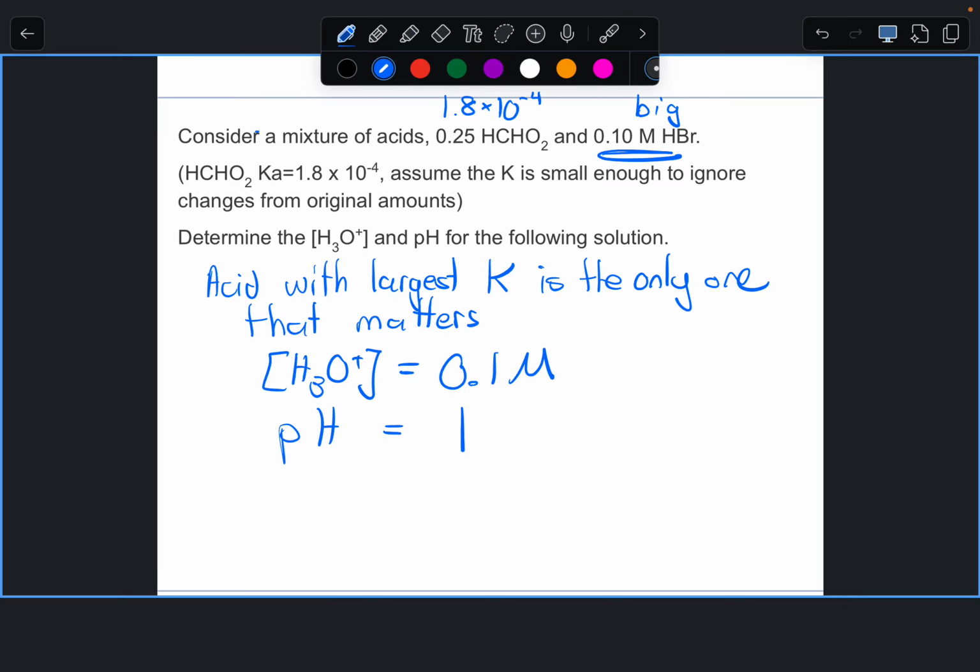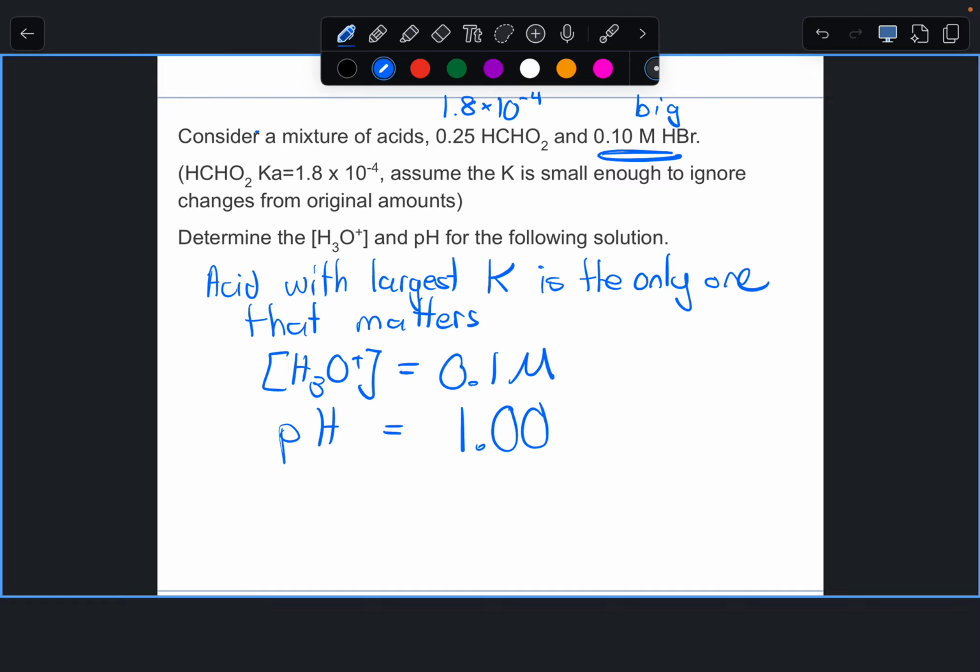Now, I worked through this with my other classes. I'm not going to do it in here because I just decided it's not essential. But if you go ahead and take the weak acid and you calculate out all of its concentration changes, it drops the pH by 0.01. So instead of 1.00, it ends up 0.99 or something. So it's very insignificant, the contribution of that other acid.